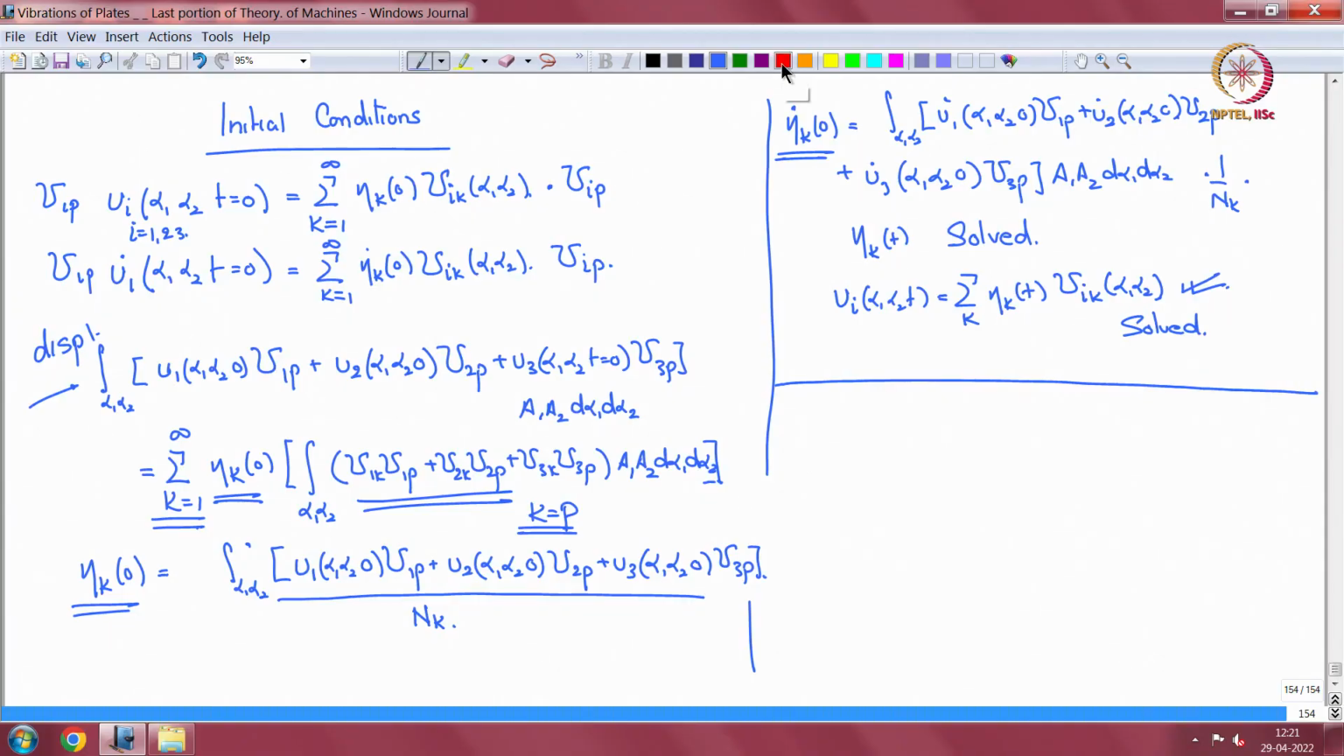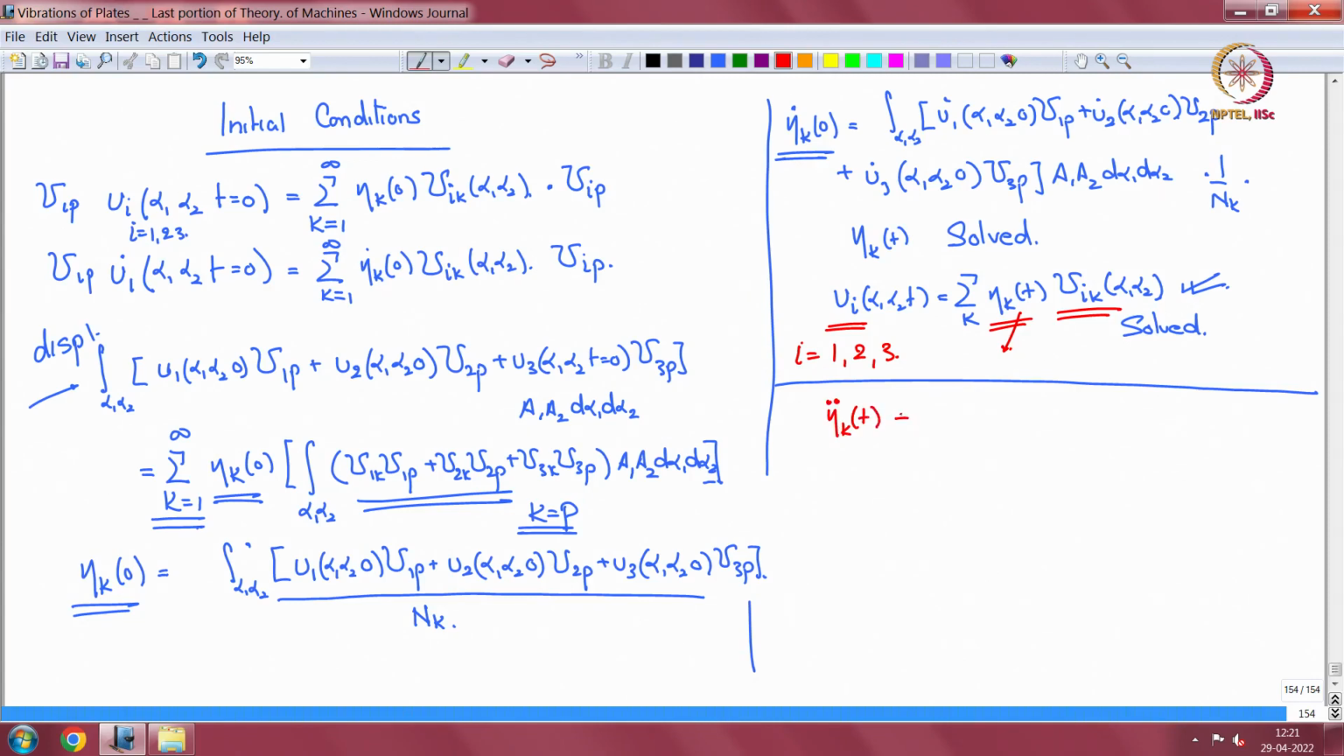Good morning and welcome to this next lecture on vibrations of plates and shells. We are looking at forced response now, and we have come up till here where we represent a displacement in the ith direction, i going from 1 to 3, as a weighted sum of the mode shape component, and this is the modal participation factor.